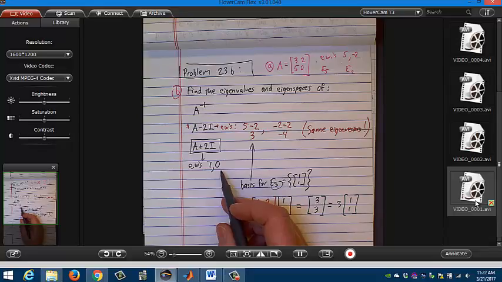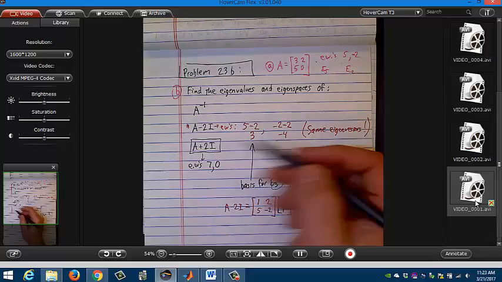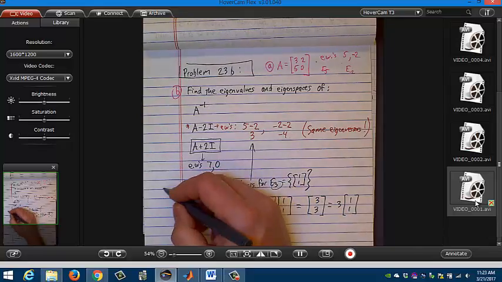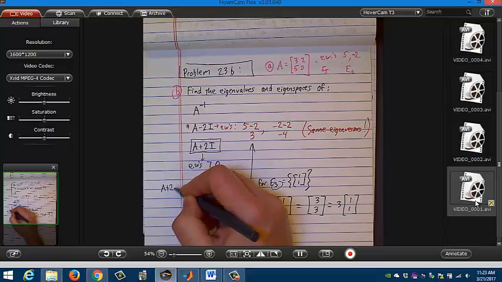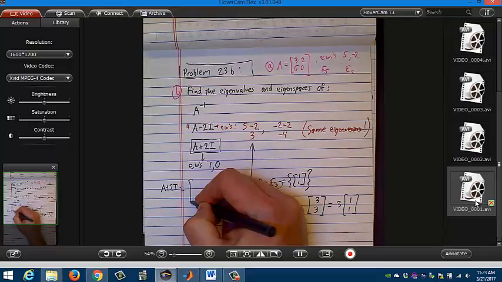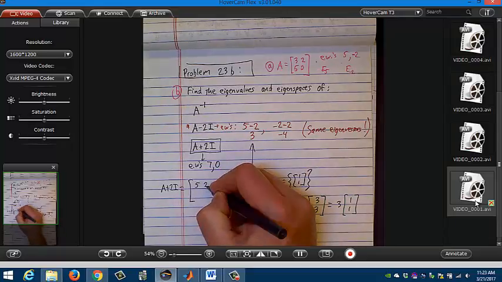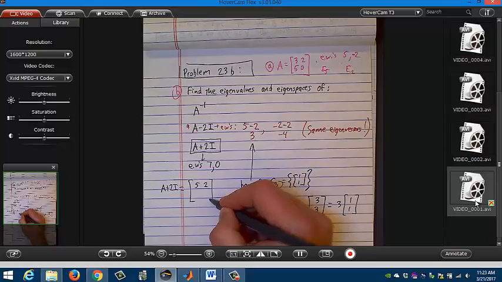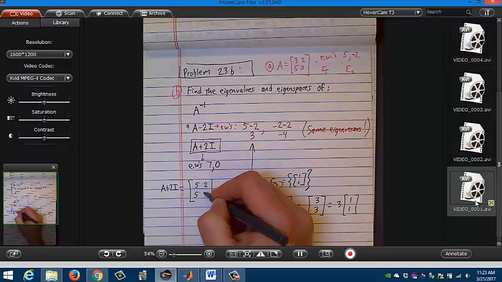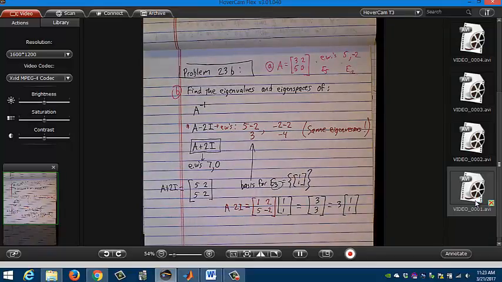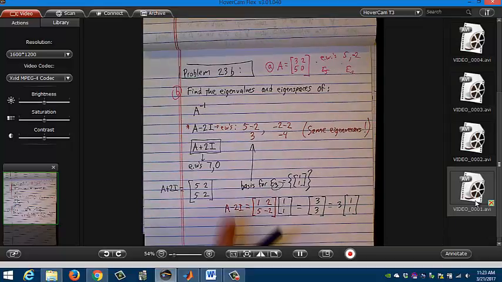Here, let me write down A plus 2I. A plus 2I would be this matrix. If I add 2 to it, I get 5, 2, and then what else do I get? Okay, so what do you know about this matrix? Not invertible. Lots of things, right? And I knew that because it had an eigenvalue of 0. That's always an important idea, the eigenvalue of 0.